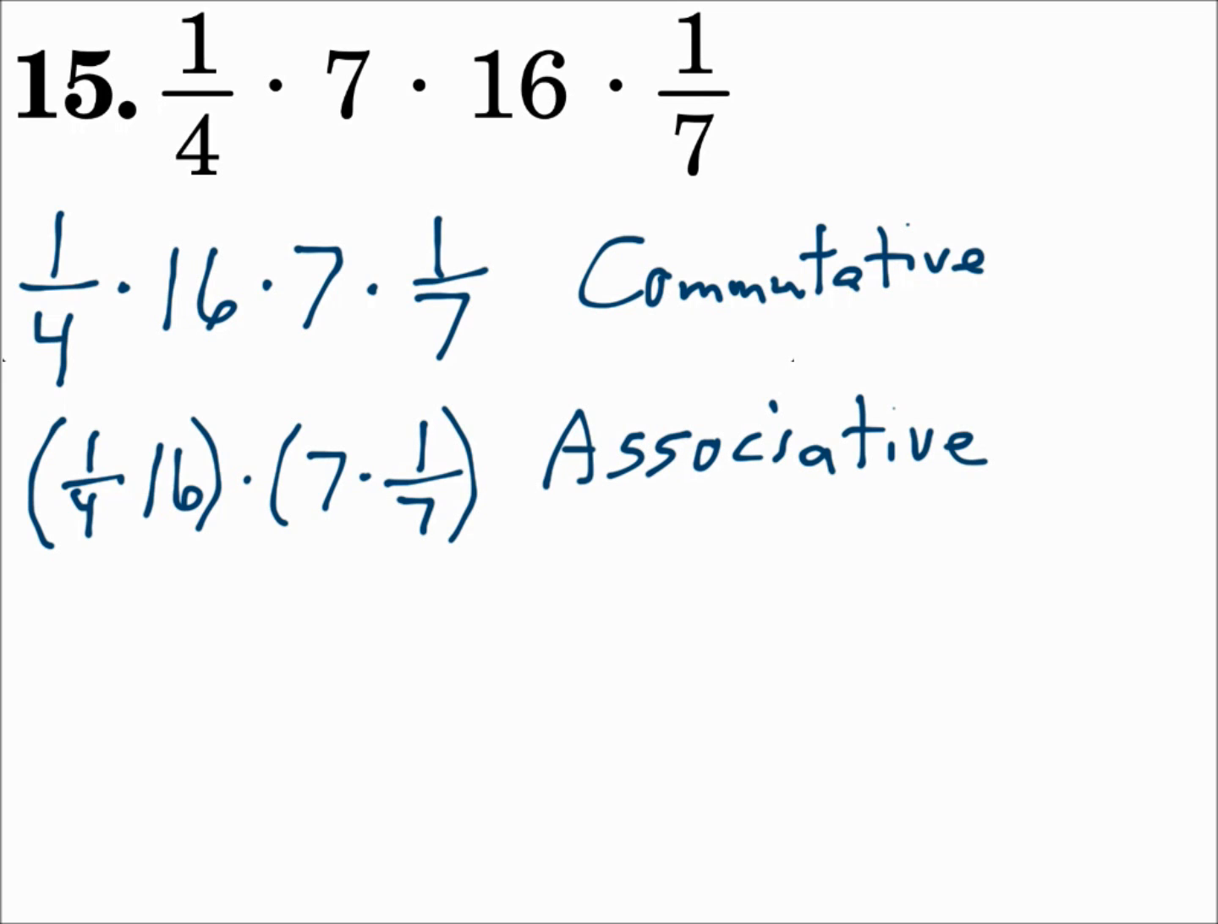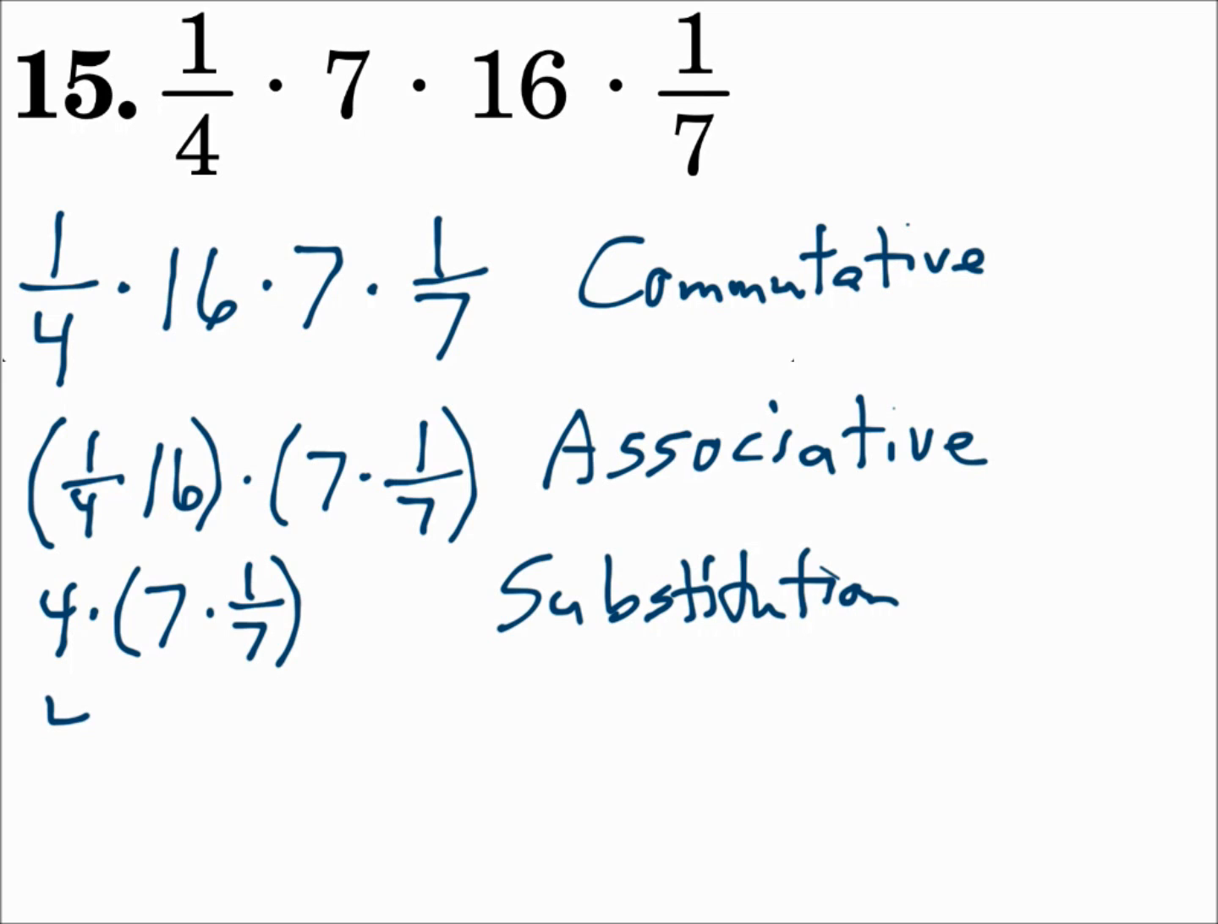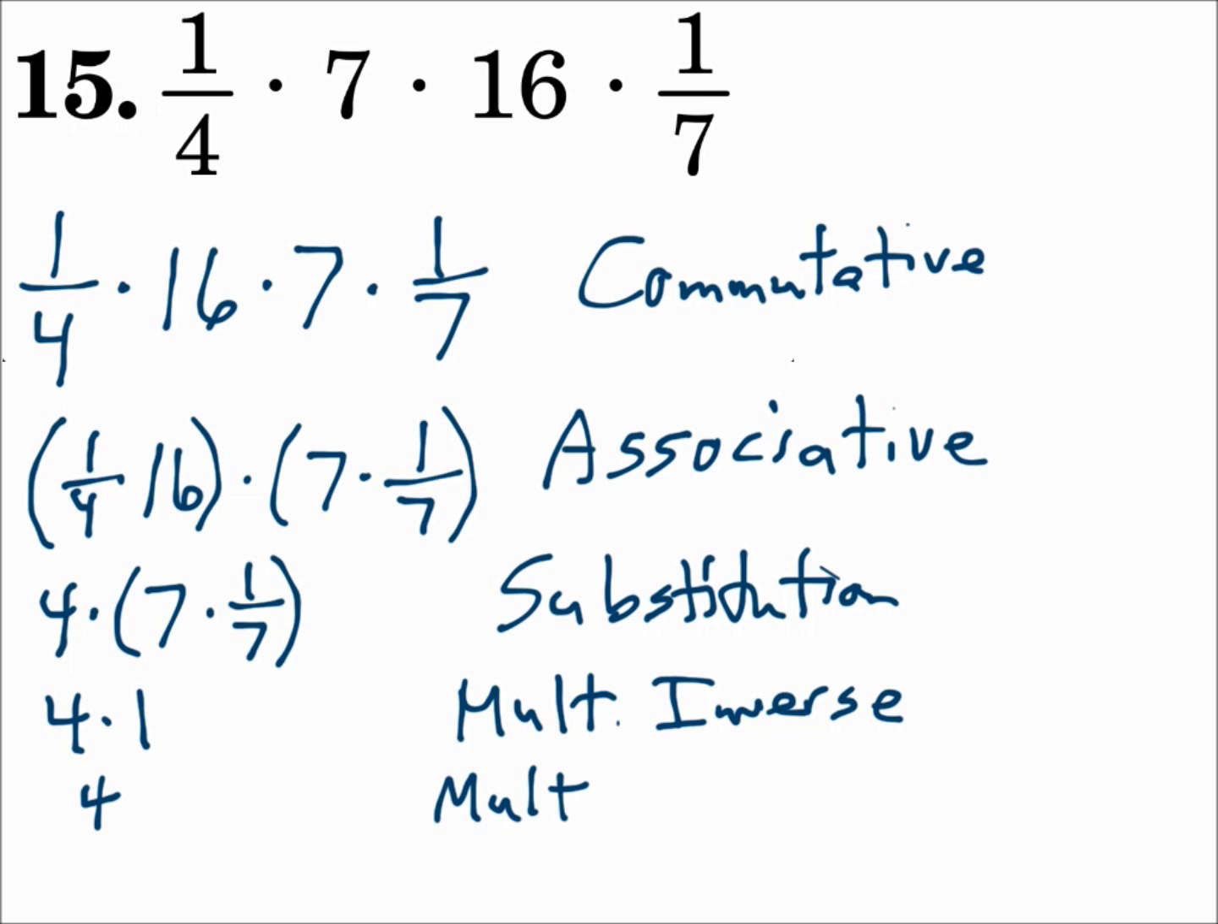Now when you multiply, those fractions will go away. 1/4 times 16 is 4. And 7 times 1/7 is 1. And that's the multiplicative inverse, by the way, because you're multiplying something by the reciprocal. Then when you do 4 times 1 to get 4, that's the multiplicative identity. So when you have fractions, multiply them by a number that will allow you to hopefully cancel out the fraction.